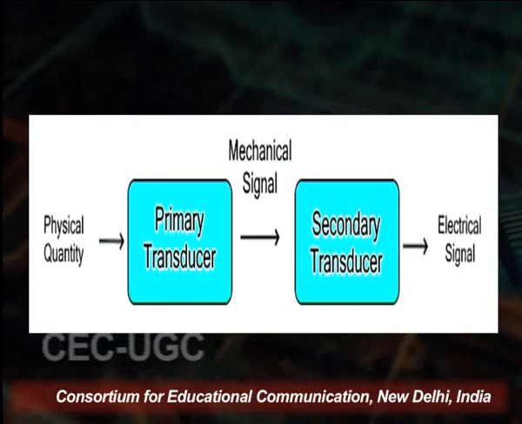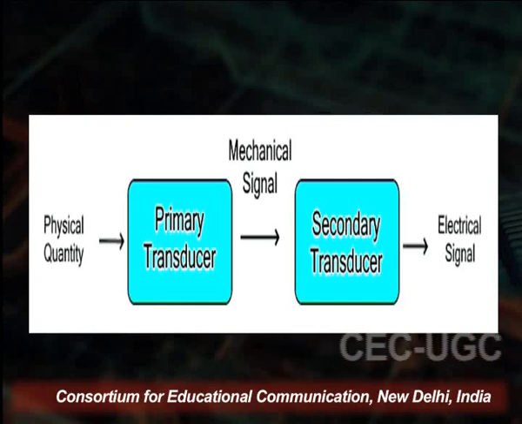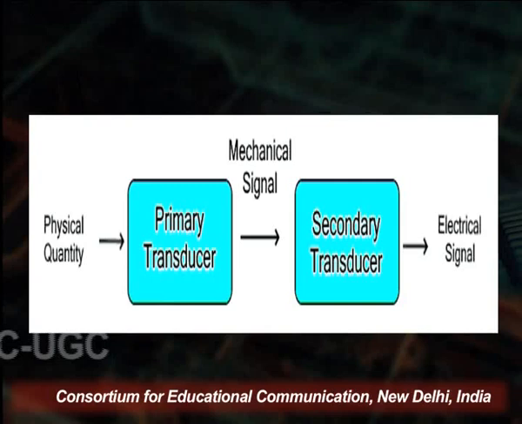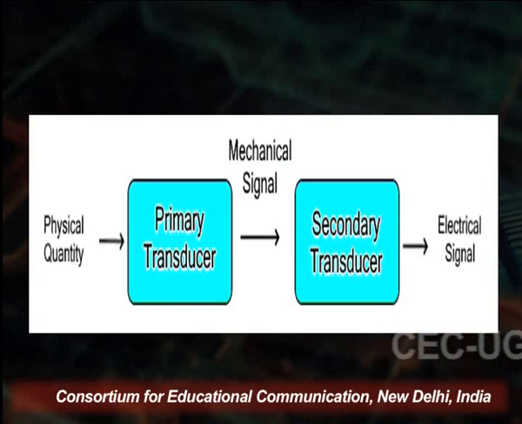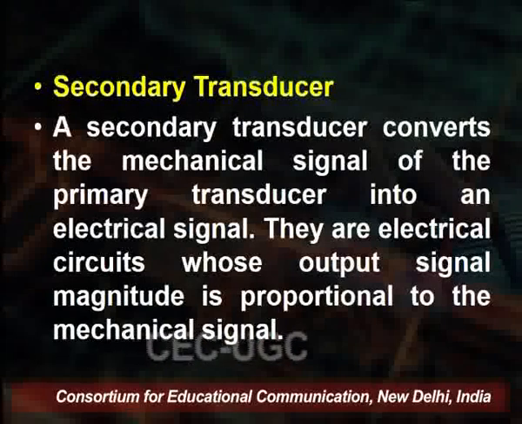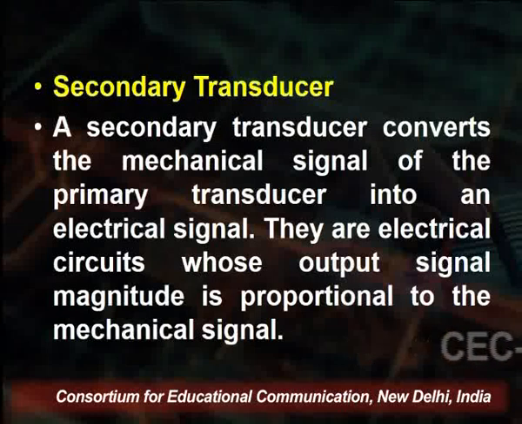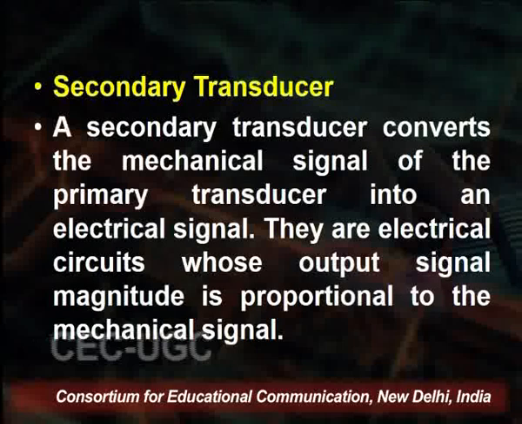Means both the transducers are used. One first converts the physical quantity into the mechanical signal, and that mechanical signal is converted into the electrical signal by using the secondary transducer. So both the transducers are used to convert one input to another. So the secondary transducer converts the mechanical signal of the primary transducer into the electrical signal. They are electrical circuits whose output signal magnitude is proportional to the mechanical signal.